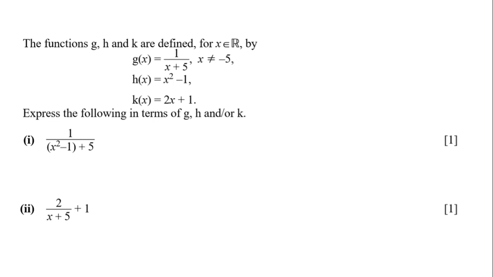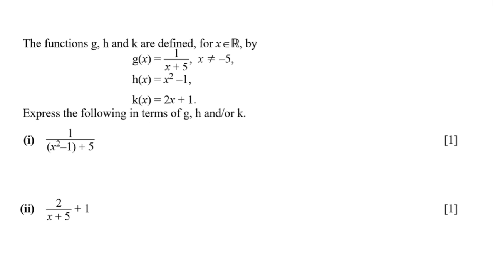Now let's move on to the next example. The functions g, h, and k are defined for x as an element of all real numbers by g of x is equal to 1 over x plus 5, where x is not equal to negative 5. H of x is equal to x squared minus 1. K of x is equal to 2x plus 1. Express the following in terms of g, h, and or k. Number 1. 1 over the quantity of x squared minus 1 plus 5.